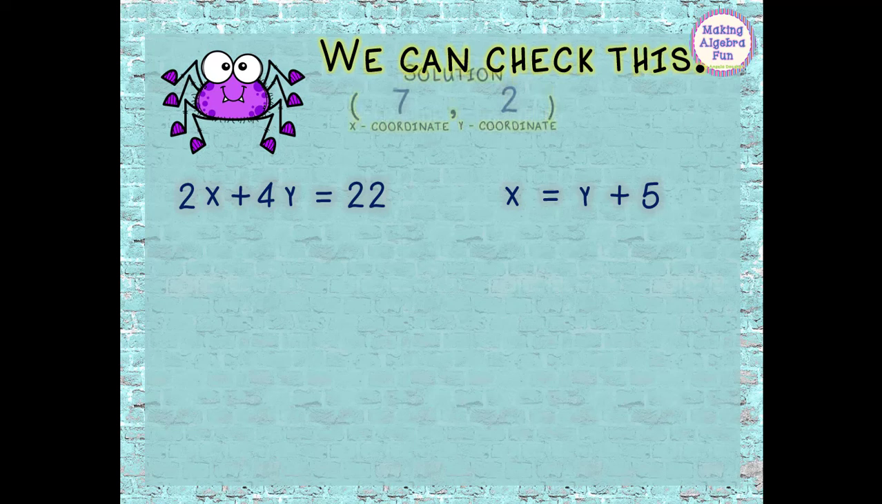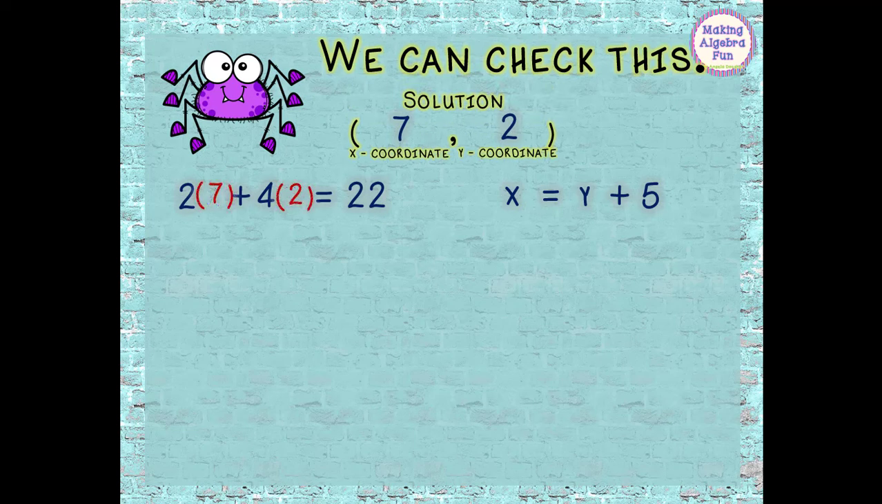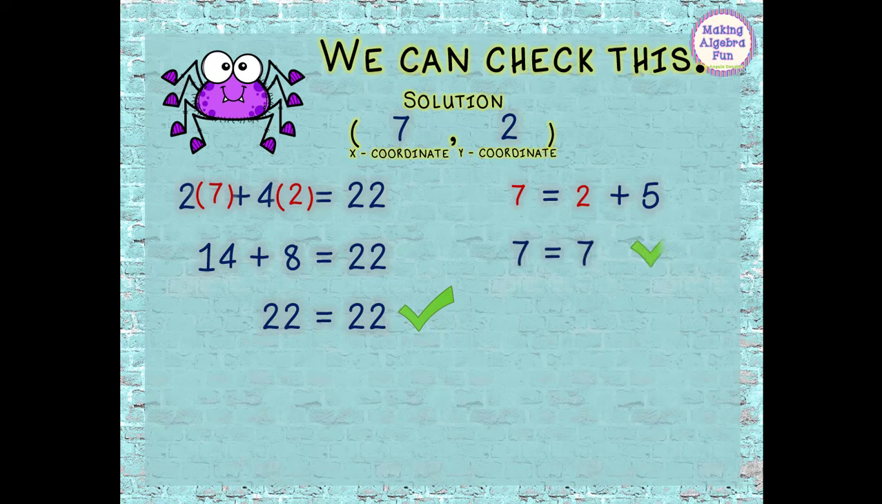You can check it the same way we did when we did the graphing method. Just take the x coordinate and the y coordinate and make sure that it satisfies the equation. Make sure it works. You can see it works in the first equation. And I'm going to replace x and y in the second equation, and it works also.